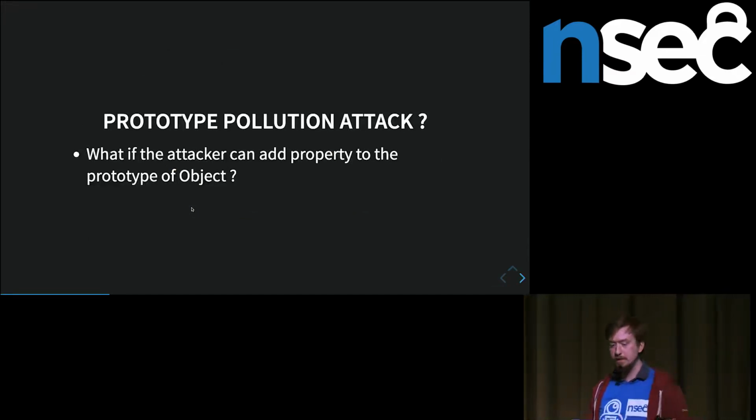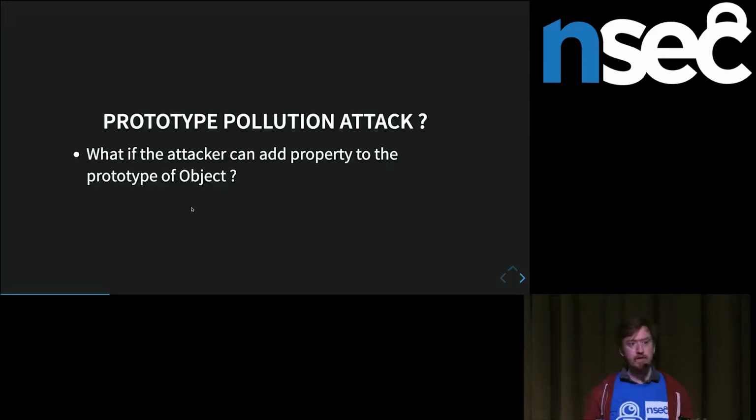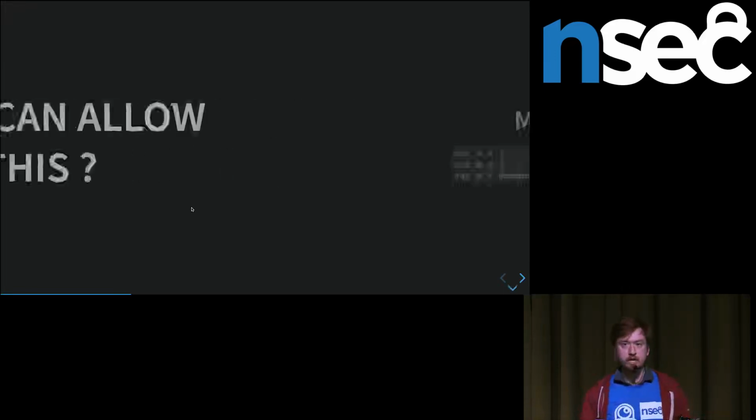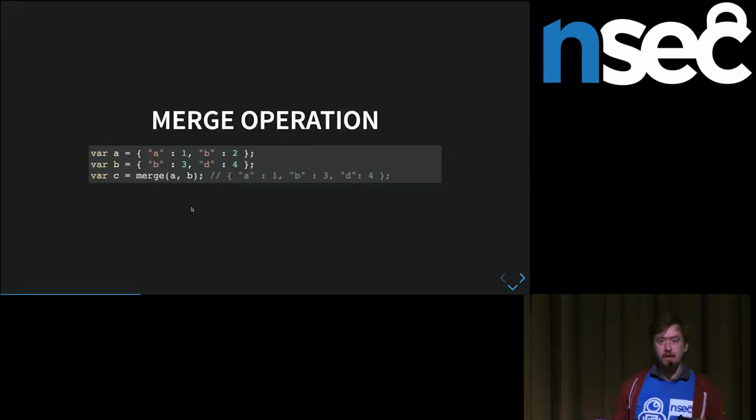This is mostly going to be about what if an attacker can actually start doing those things, can actually start adding properties on the prototype of object. So the first thing that we're going to need to ask ourselves is what can even allow an attacker to add properties on the prototype of object. And there's a few operations in which I found there were vulnerable implementations that could allow prototype pollution to happen if we are able to control some parameters.